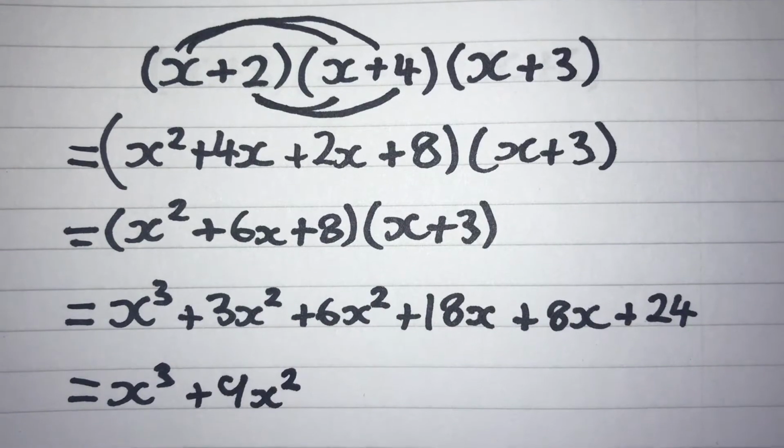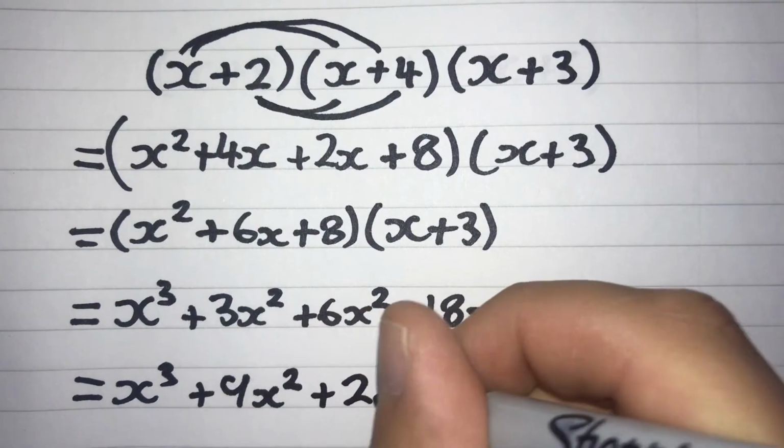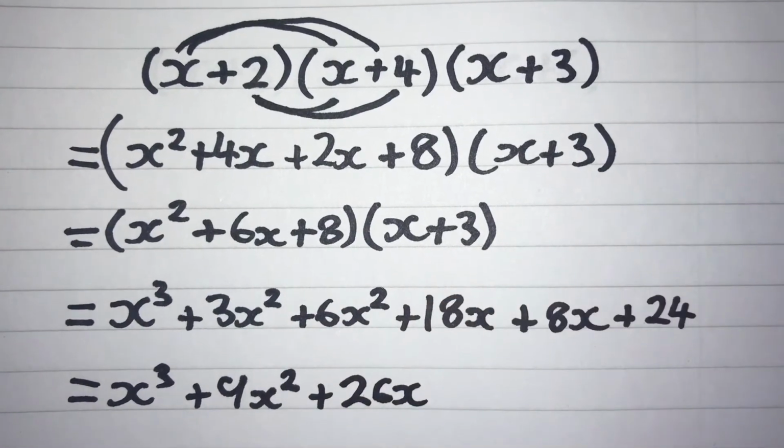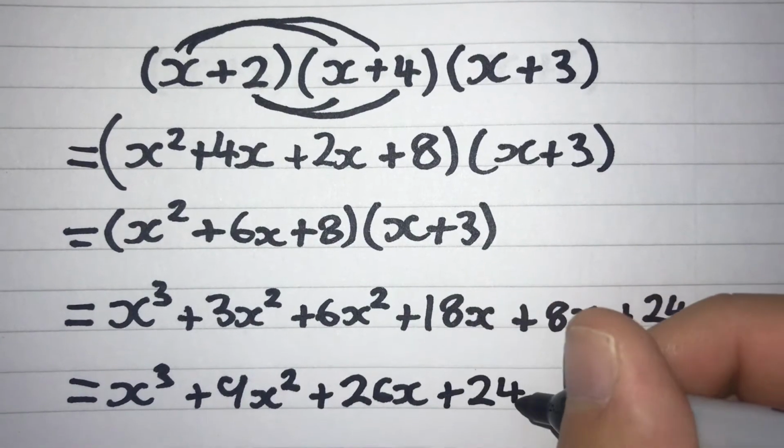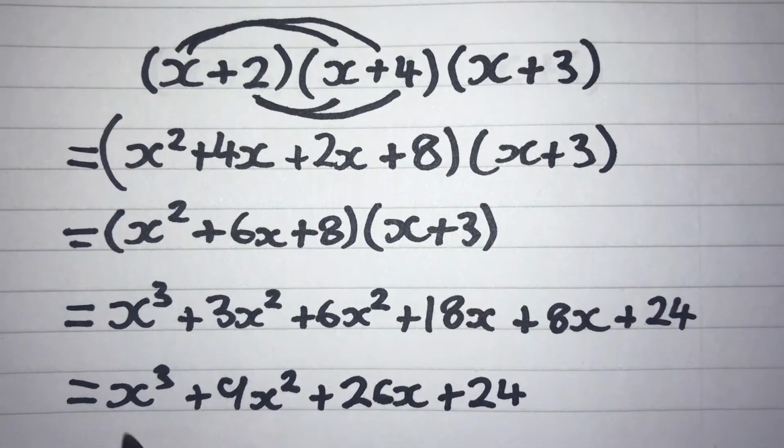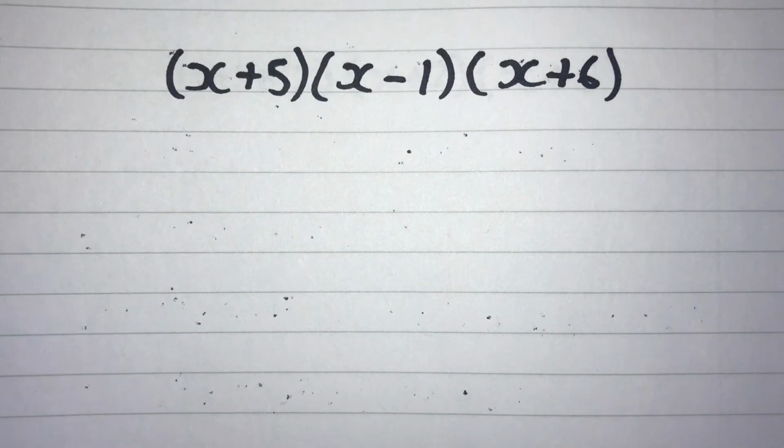Now we've got our x terms. We've got an 18x and an 8x. 18 add 8 will give us 26. So we have 26x, and then we just have this plus 24 on the end. We don't have any more terms other than just numbers. So our final answer will be x cubed plus 9x squared plus 26x plus 24. Okay, let's look at another example.